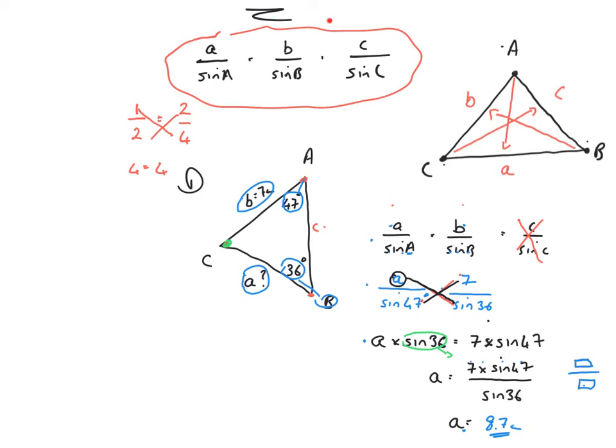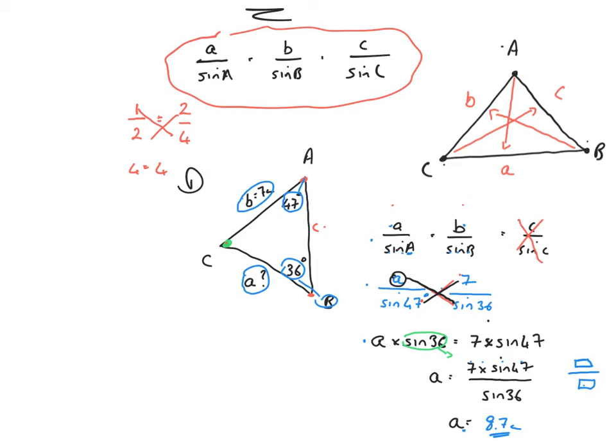So the first thing that you do is you write A over sine A equals B over sine B equals C over sine C. You then check for a letter for which you don't have any information. That's C. So there's nothing for C. I don't have a length and I don't have an angle. I cross it out. A over sine A equals B over sine B.